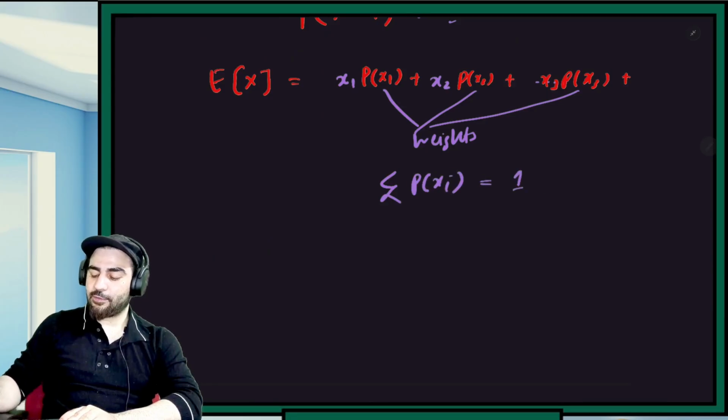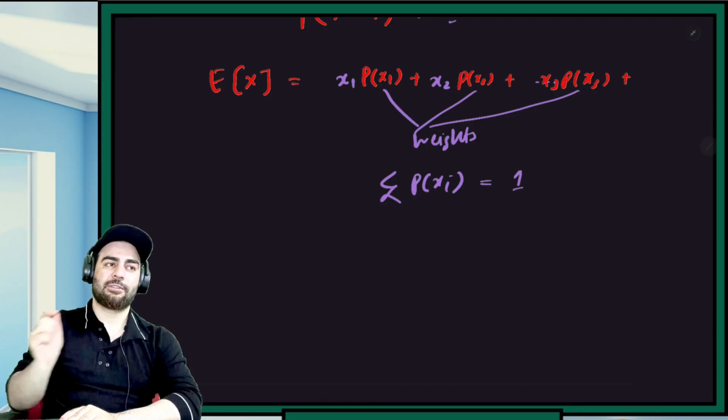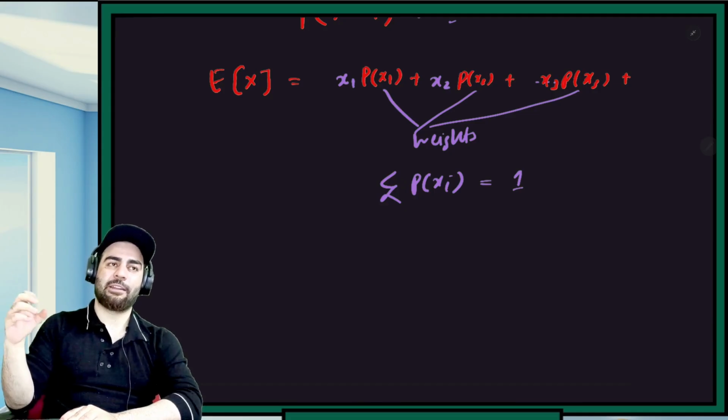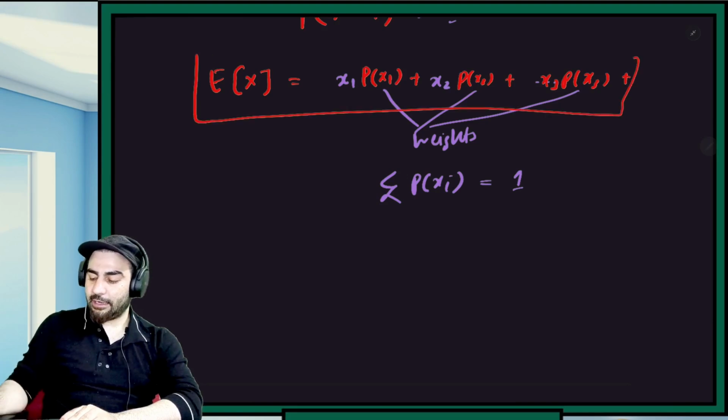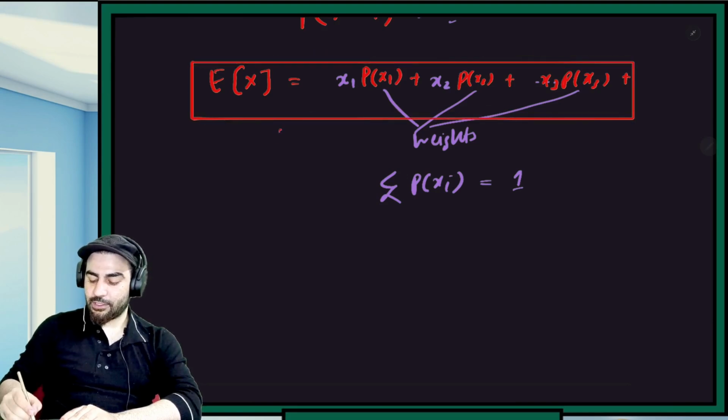And these are weights, and these x1, x2, x3 will be coefficients, that is basically the values that the random variable takes. So this is how we define the expectation for discrete random variables. So this is for the discrete random variable. Any question on expectations?